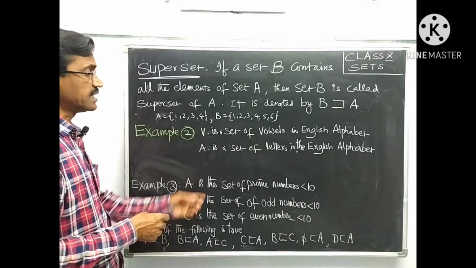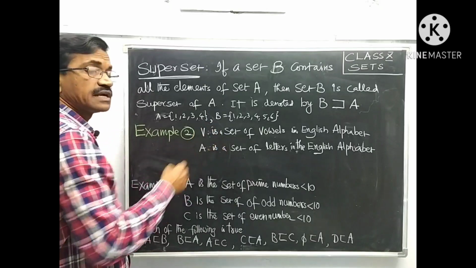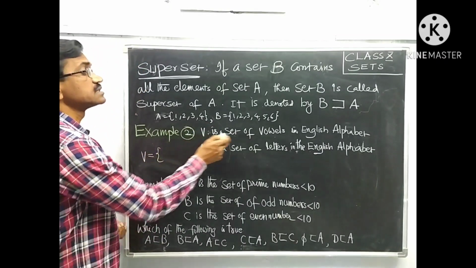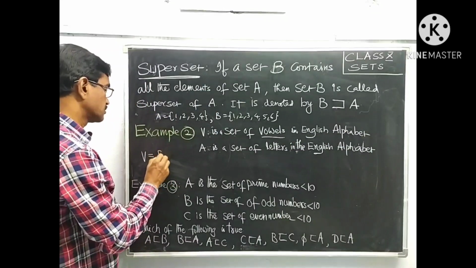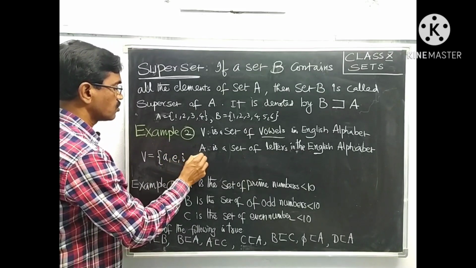Let us verify whether this set V is a subset of A or not. We know what the vowels in the English alphabet are. Those are A, E, I, O, U.